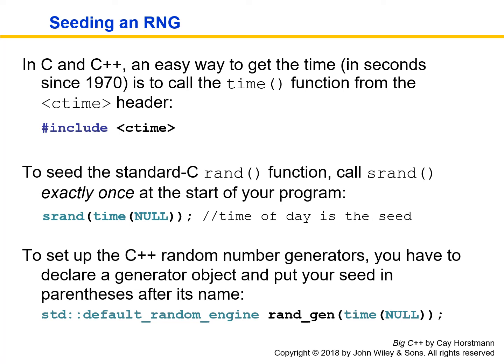The C++ random number generators are slightly more complicated. You declare a default random engine variable. You call it something. I like calling it randgen. And then in parentheses after the variable name, you pass it a seed, time null.